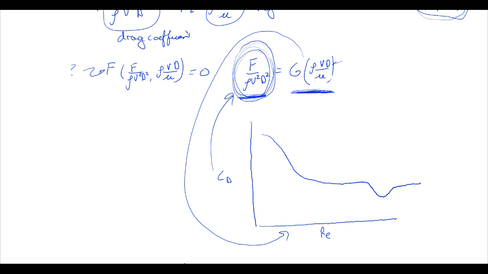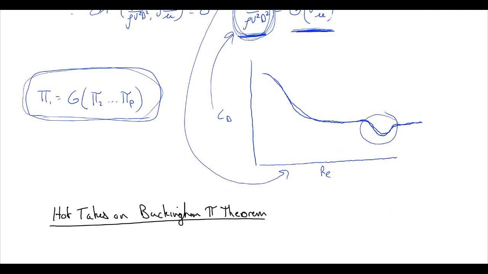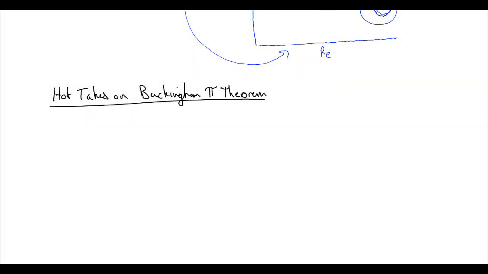So the second formulation of Buckingham Pi Theorem is really the most useful. We say that pi 1 is equal to some function g of pi 2 through pi p. And this is the one we'll use in this class. And we'll often ask you to give pi 1 as a function of the other pi groups. That's all we're talking about here, right? We're just asking you to restate Buckingham Pi Theorem. All right, so let's give you a few hot takes on Buckingham Pi Theorem, and then we'll do the next video. We'll talk about how we find these pi groups.